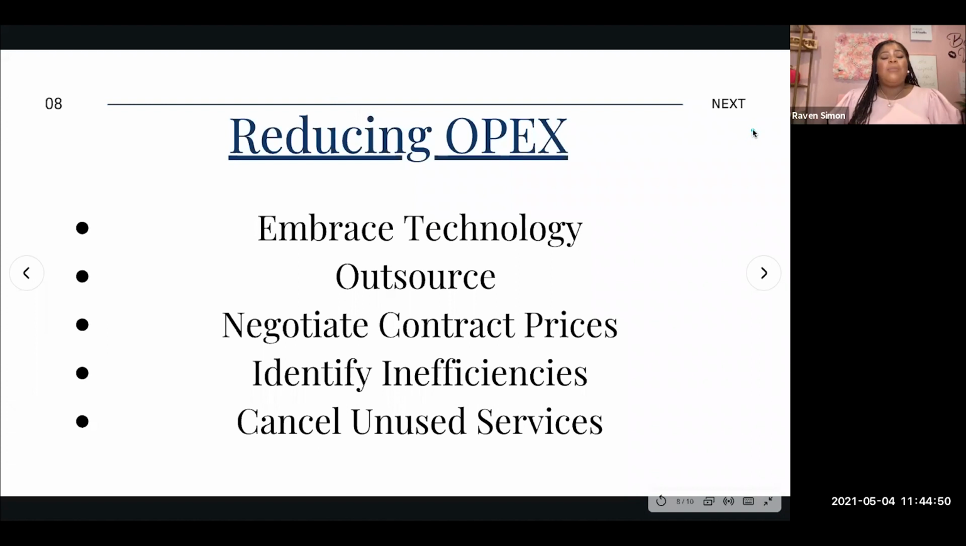Okay, so now we're going to talk about how can we reduce some of these costs, because you're probably like, listen, girl, don't tell me that this can make me bankrupt. So what am I supposed to do to make sure I don't go bankrupt? So these are some of the things that you can do, and I kind of try to hit over all the different types of industries. So embrace technology. This is really good for service-based industries.